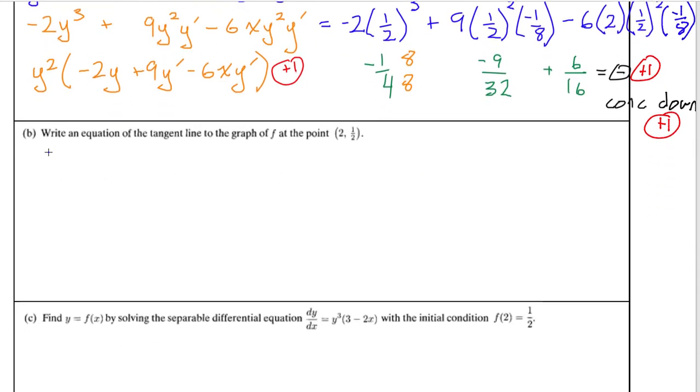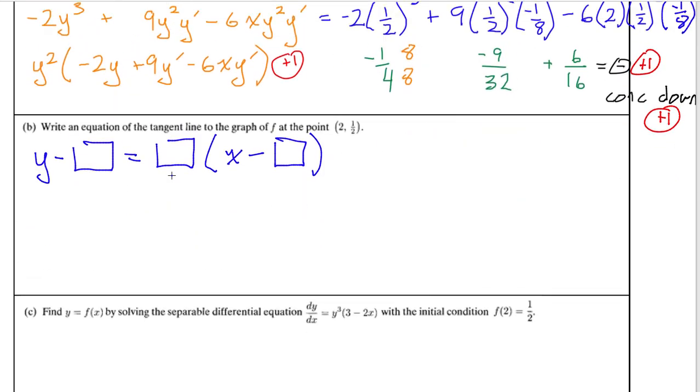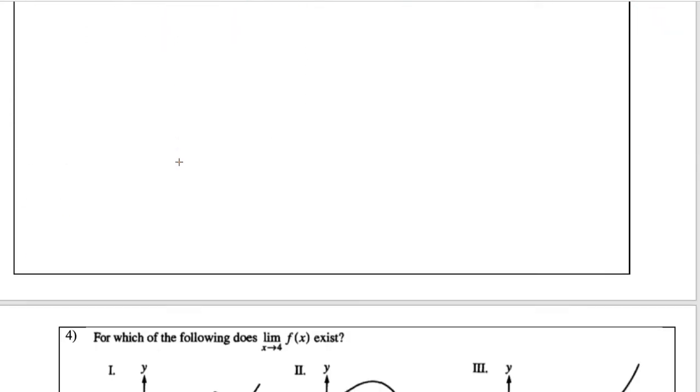All right, equation of the line tangent: y minus blank is equal to blank times x minus blank. This is our y coordinate, our x coordinate, and this is going to be the slope. I highly recommend, if you saw this problem on the test, skip A. You could do B without doing part A, because you're plugging in the x coordinate of 2 and the y coordinate of 1/2. The only thing we're missing is the slope, and it gave you the equation for slope right there. The slope is -1/8.